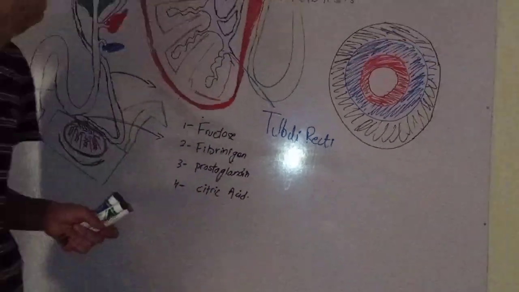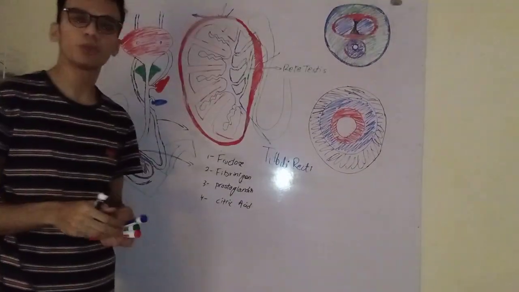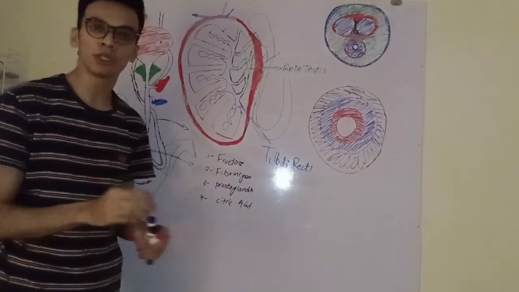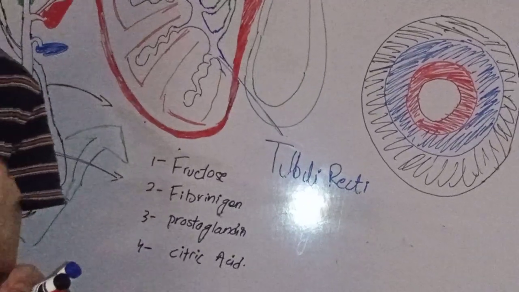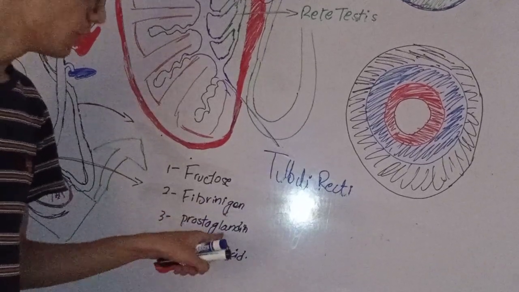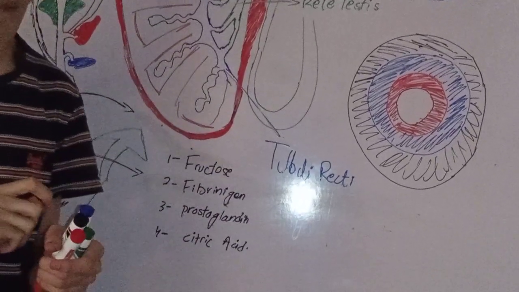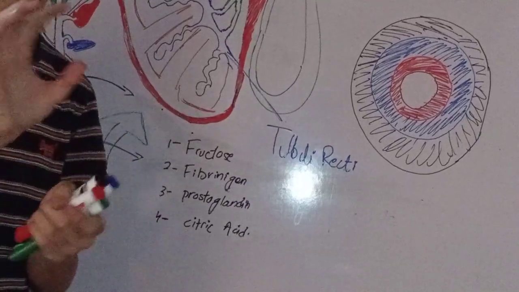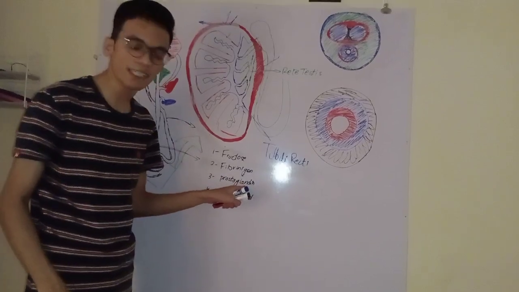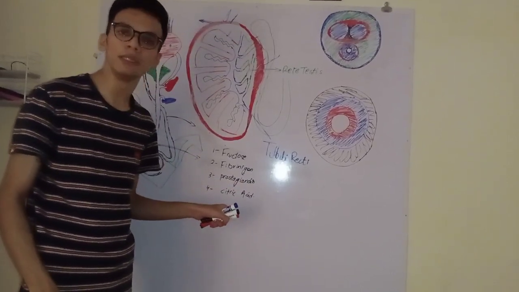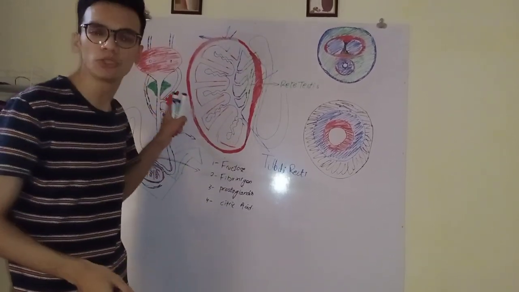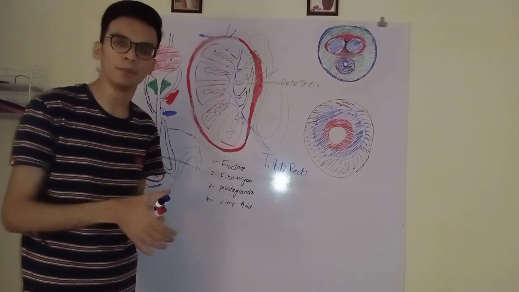Now, why is fructose produced by the seminal fluid? Because fructose is the energy source for the sperms. And fibrinogen: when the sperms are released from the male reproductive tract, the semen coagulates because of the fibrinogen. When the sperms are lodged in the female reproductive tract, there will be contraction of the smooth muscles of the uterus because of the prostaglandin, and citric acid is also present in the seminal fluid. This was all about the seminal gland secretion, and it consists of pseudostratified columnar epithelium.